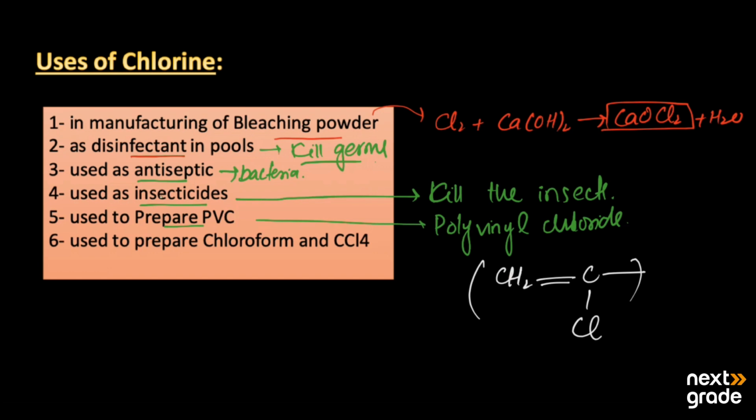On the other hand, it can also be used for the preparation of insecticides, as well as herbicides, the medicines that are used to kill the herbs that are not in use. It is also used as a weed killer, and then it is used to prepare chloroform and carbon tetrachloride, which is CCl4. They all contain chlorine in them.